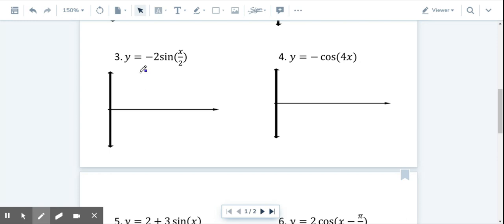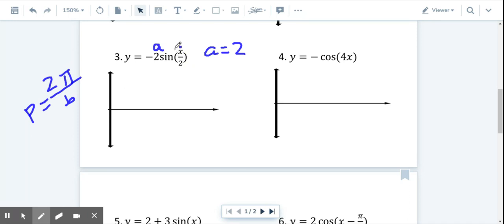The first step we need to do is determine amplitude, period, shifts, reflections, etc. So a, in this case, is the number in front of sine. It is 2. Our amplitude is always written as a positive. The negative means it has a reflection. But when you write out your amplitude, you would never write it as having a negative. Next is period. The formula for period is 2 pi over b, a very important formula.